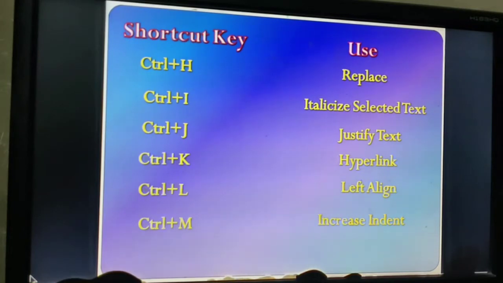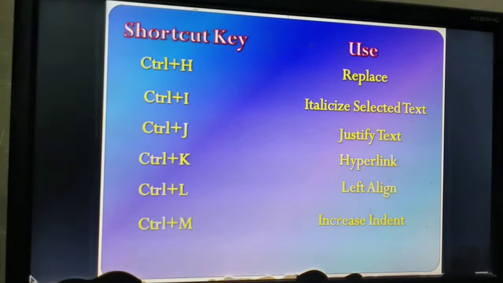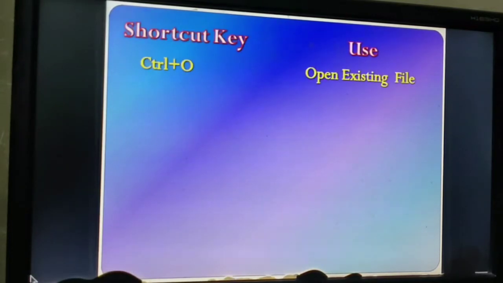Ctrl plus M is used to increase the indent. Sometimes we need to give a paragraph mode to our document, so you can use the increase indent shortcut key Ctrl plus M. Ctrl plus N is used to take a new file. Suppose you are preparing a file and you want a new file, you can directly use the shortcut key Ctrl plus N. Next is Ctrl plus O.